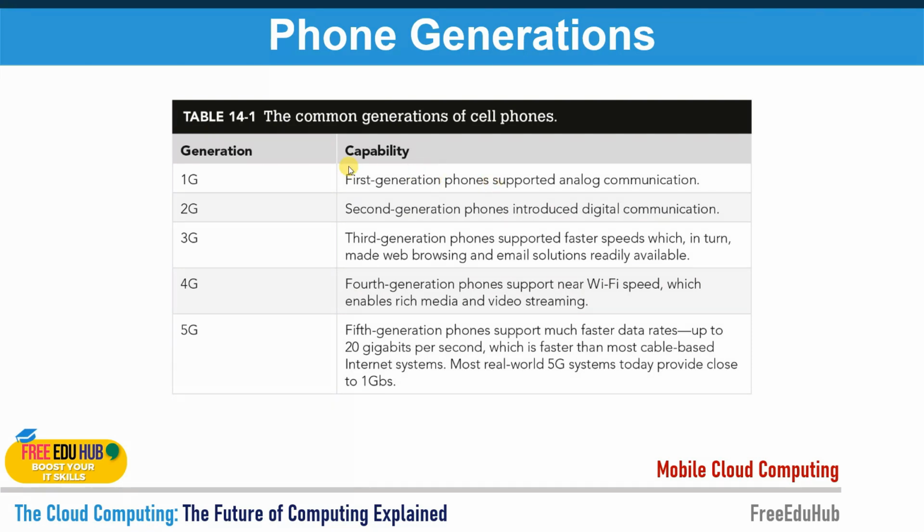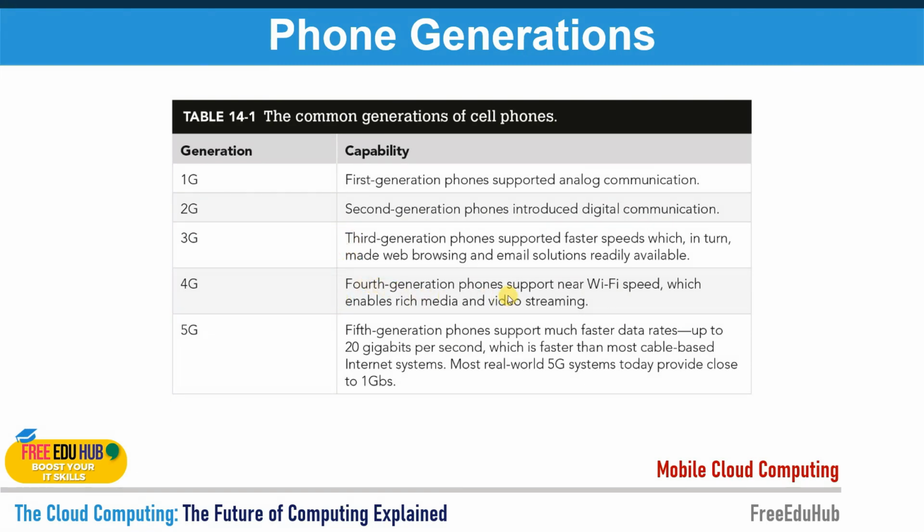Now here we are talking about the generations and their capabilities starting from 1G to 5G. 1G is the first generation phones, supported the analog communication. Then came 2G, it was the second generation phone in which they introduced the digital communication, etc. In 3G, third generation phone supported faster speed, which in turn made the web browsing and email solutions readily available. That was the first time we used internet on our mobile phones, though it was available in 2G as well, but the speed was too slow as compared to 3G. 3G was a big change when it was introduced in the market.